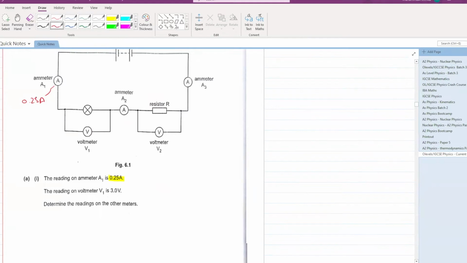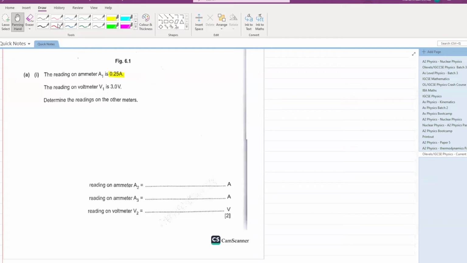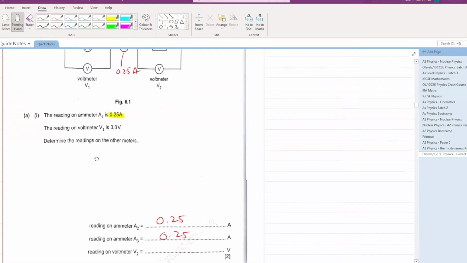So if the current in series at one place is 0.25 ampere, the current at this will also be 0.25, and here also it will be 0.25, because the current in a series circuit remains same throughout. So let's see if we are asked about these readings. Yes, A2 and A3 we are asked about it, 0.25 and 0.25, because current in series remains constant.